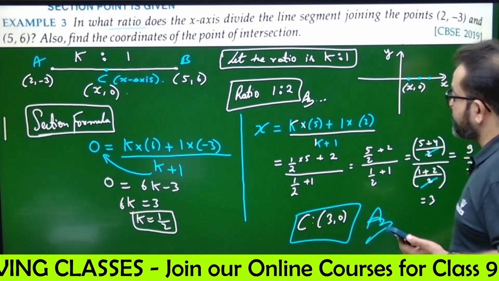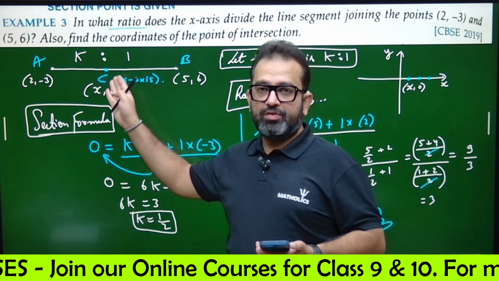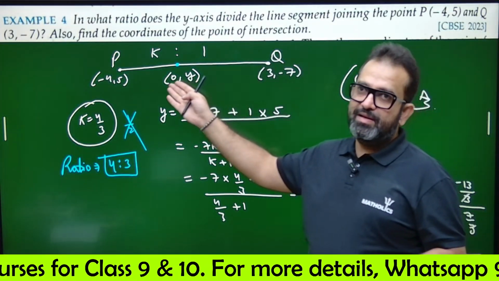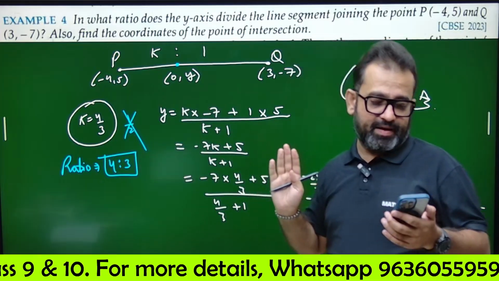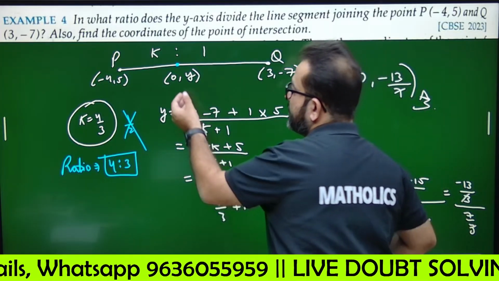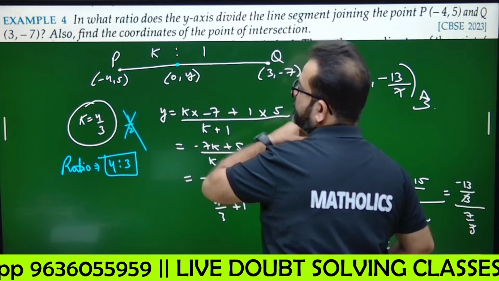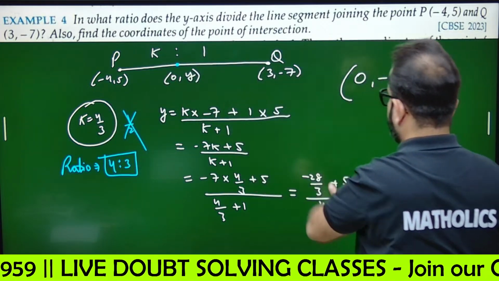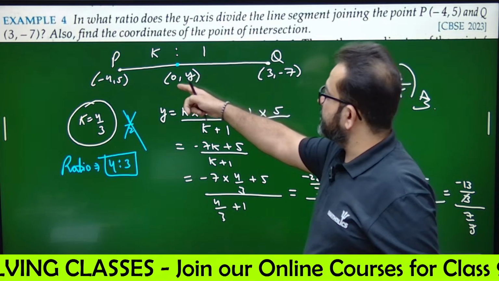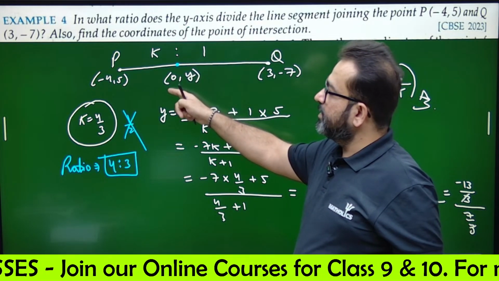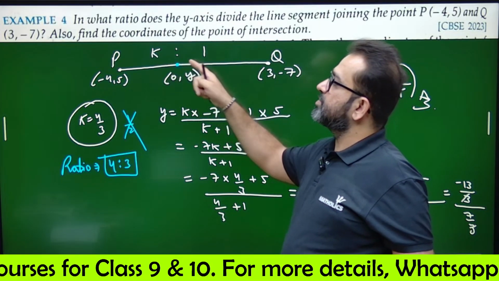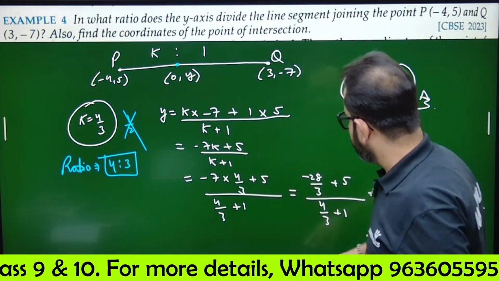This was the question in which the point was on the x-axis, so we took the coordinates of this point as x comma 0. And if this point is on the y-axis, we'll take it as 0 comma y. Same question. First you use what? 0 equals k into, and you'll find the value of k. When you find the value of k, you can use it to find the value of y. Okay, this is for practice.